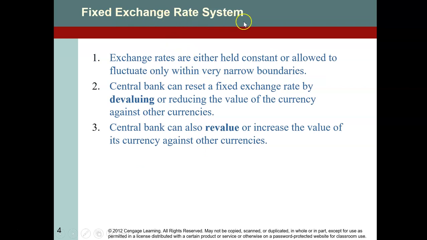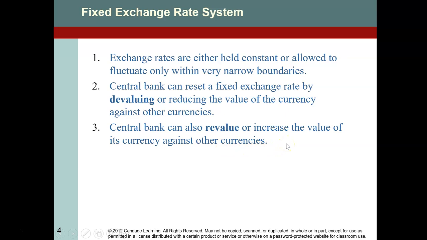Fixed exchange rate system. Exchange rates are either held constant or allowed to fluctuate only within very narrow boundaries. Central bank can reset a fixed exchange rate by devaluing or reducing the value of the currency against other currencies. Central bank can also revalue or increase the value of its currency against other currencies.